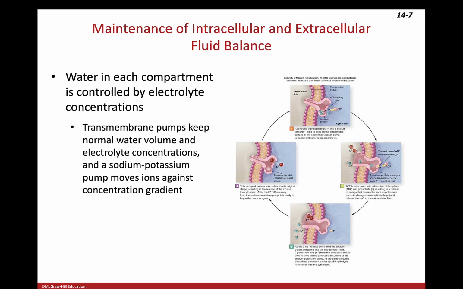Now, here, what we're looking at is the sodium-potassium pump. This is a cellular mechanism that plays a very important role in making sure that we're controlling the amount of water and fluid in these compartments. What the transmembrane pump, or sodium-potassium pump, does is keep normal water volume and electrolyte concentrations, and it is moving ions against the concentration gradient. If we look at how this pump works, it is fueled by the hydrolysis of ATP. So this is an example of primary active transport, and the exchange goes as follows.